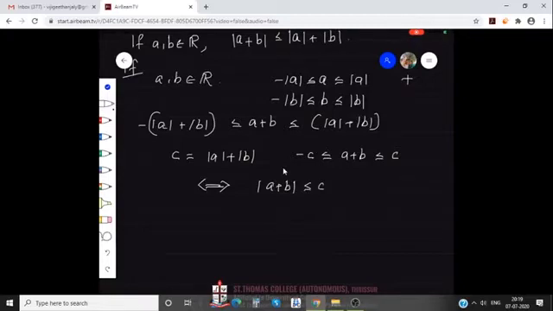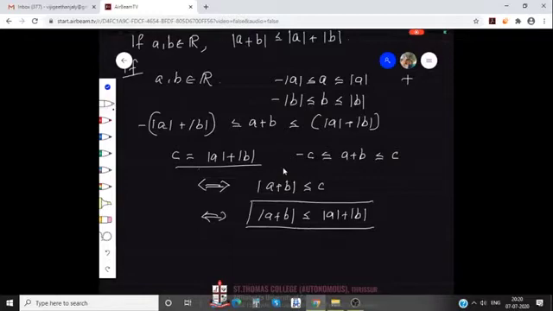Now what is C? We have modulus of A plus B less than or equal to C, and C is absolute value of A plus absolute value of B. So we have the triangle inequality. Absolute value of A plus B is less than or equal to absolute value of A plus absolute value of B. This is how we prove the triangle inequality.